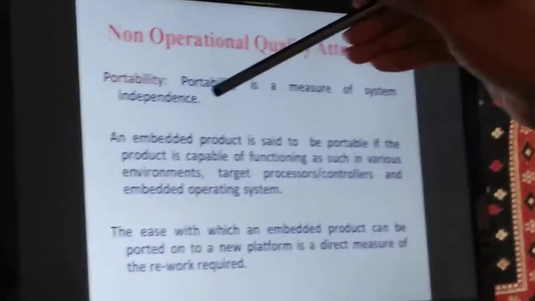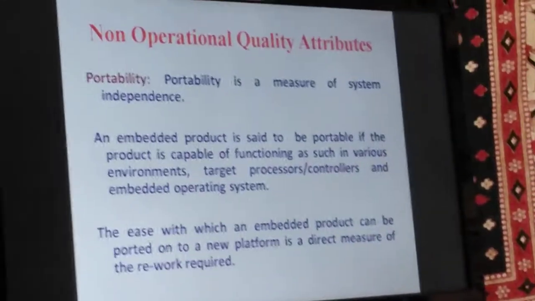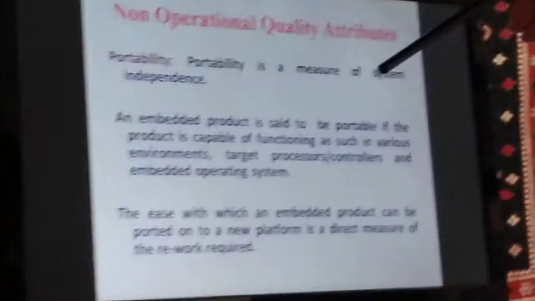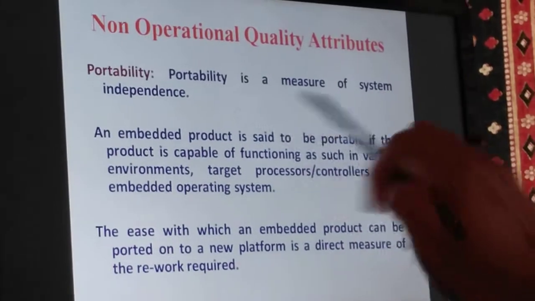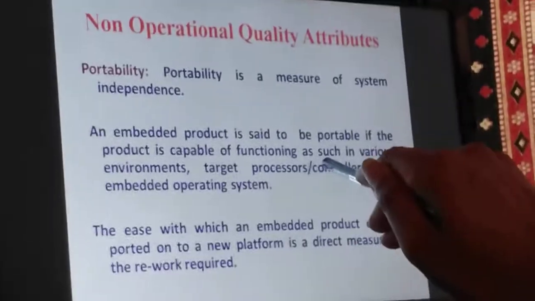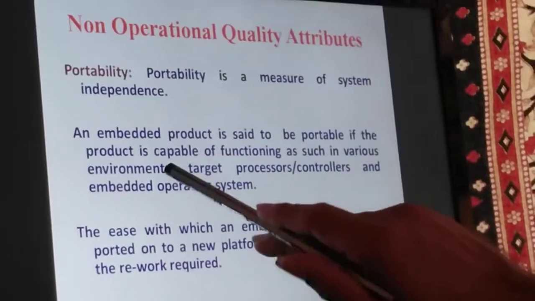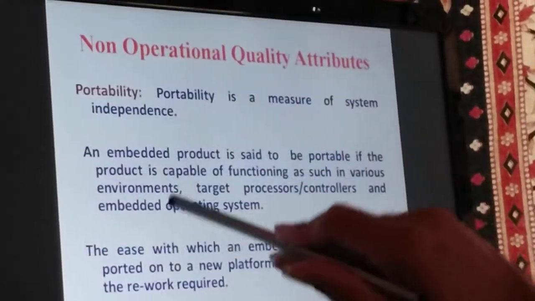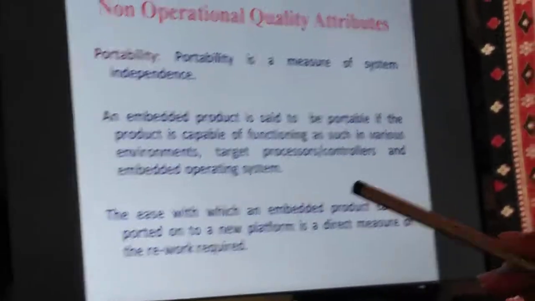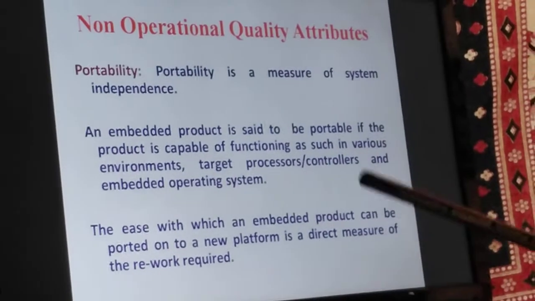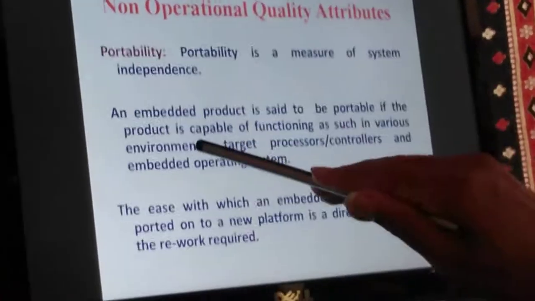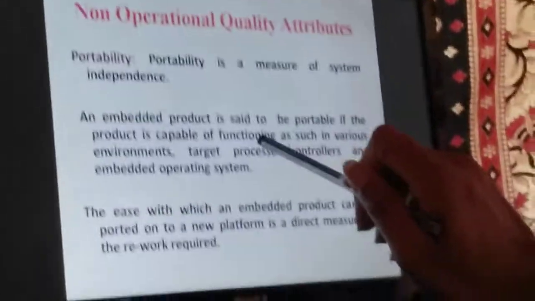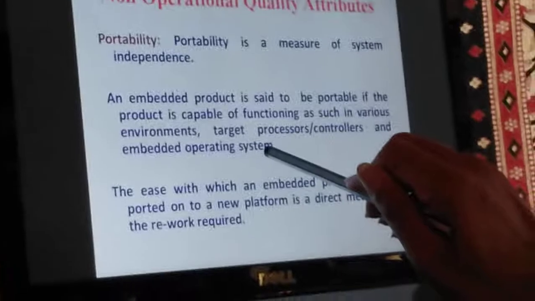Portability. Portability is a measure of system independence. An embedded product is said to be portable if the product is capable of functioning as such in various environments, target processors, controllers, and embedded operating systems.